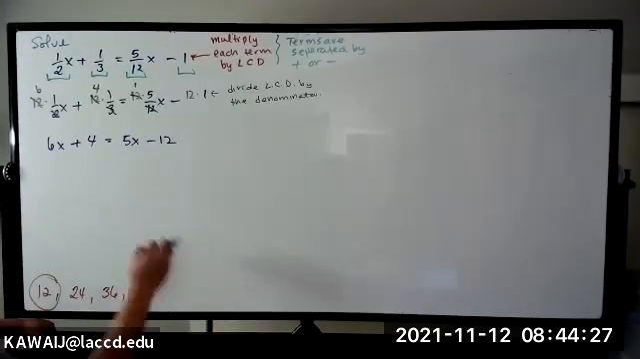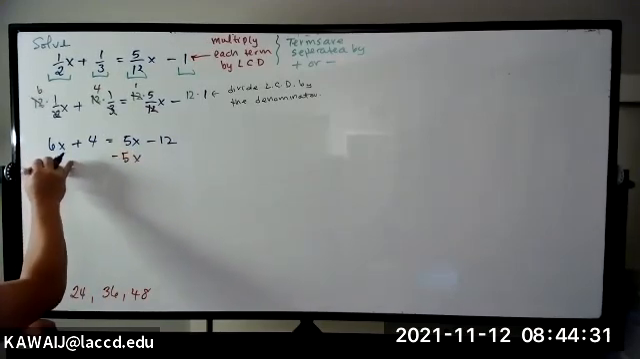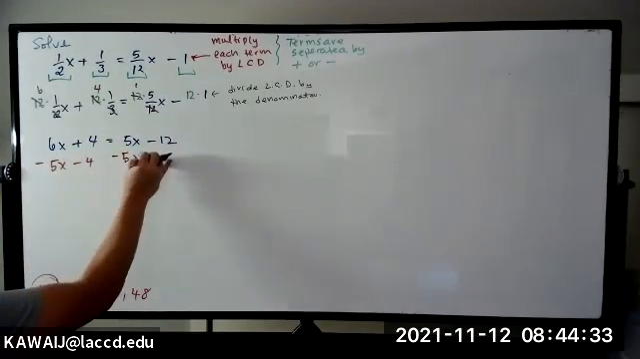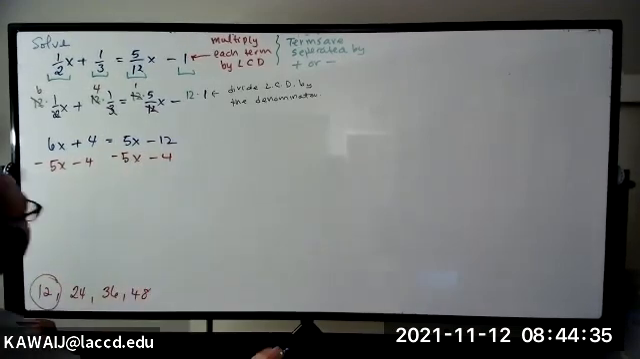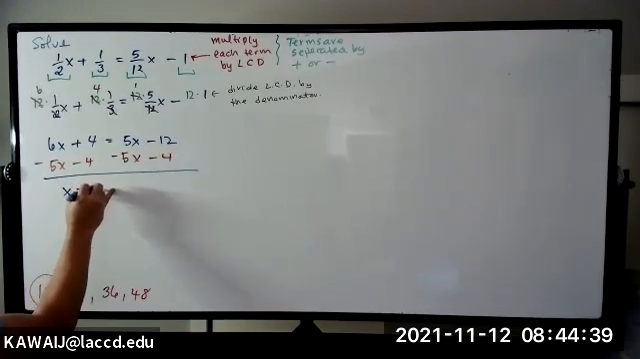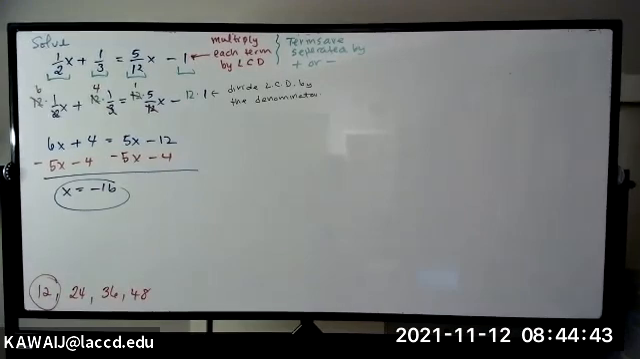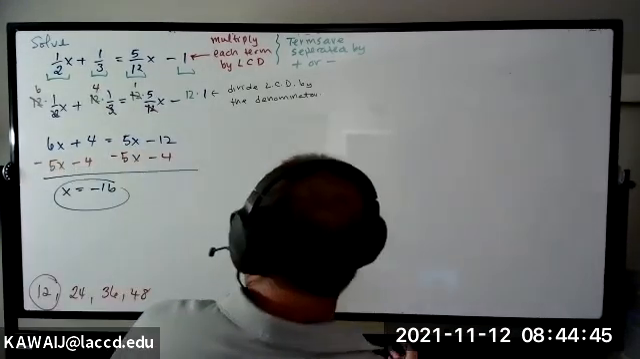So I'm going to subtract 5x on both sides. Subtract 4 on both sides. And we'll get x is equal to negative 16. And then we're done. Okay. So let's give you another one to try on your own.